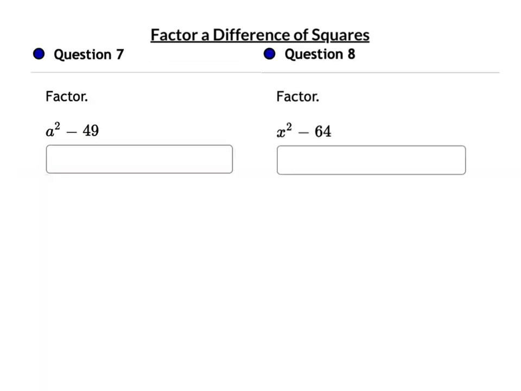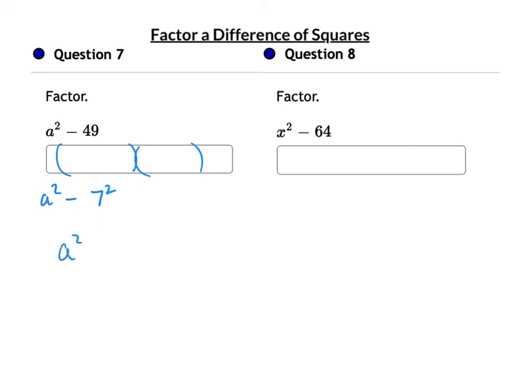Question 7. This is a difference of squares. We recognize it because it has two terms. Both are squares. 49 is 7 squared. And a squared is a square. And we have subtraction. Difference means subtraction. Difference of squares. We're looking for two things that FOIL to this.